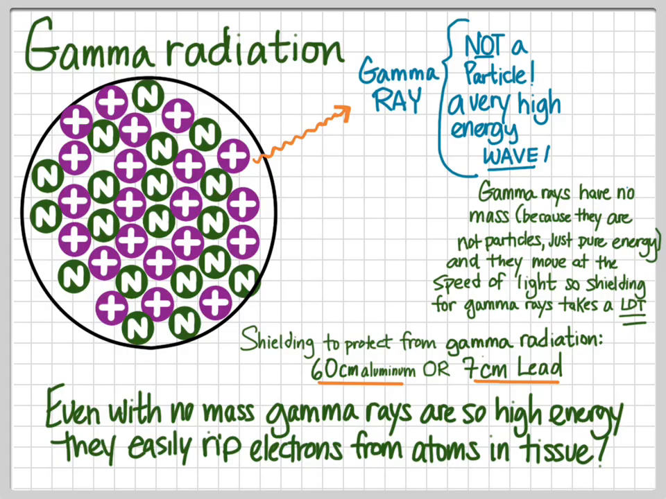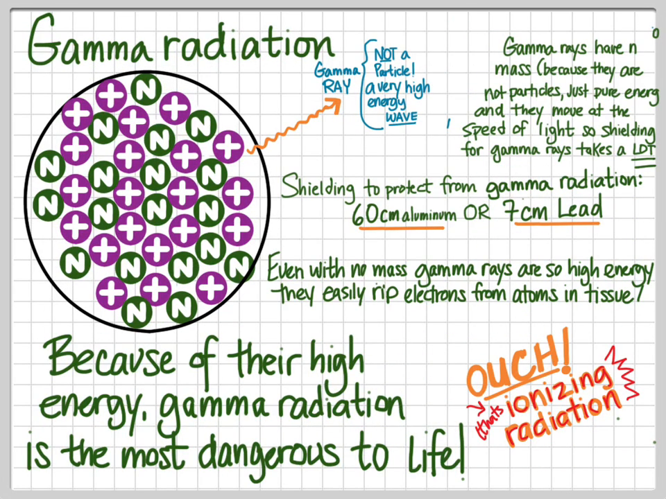So even though they don't have any mass, because gamma rays are so high energy, they move so fast, they are very, very able to easily rip electrons from the atoms in your tissue. Oh no, more ionizing radiation. This is bad. Because of how high energy gamma radiation is, it's actually the most dangerous form of these first three to living tissue. It's very serious ionizing radiation. You don't want to mess around with this stuff.